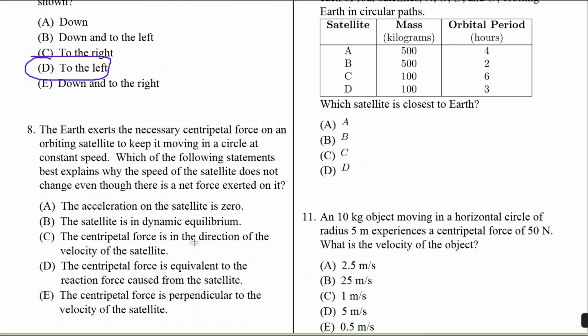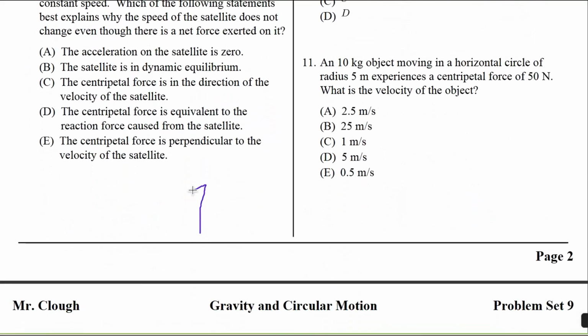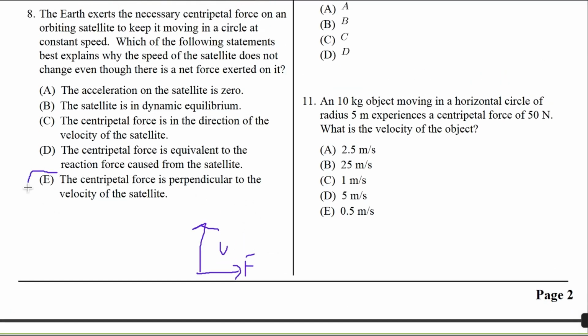Question 8. At first it seems like it's going to be a tricky question, but they're asking how is it possible that the satellite doesn't change its speed even though there is a net force acting on it? The idea here is to keep in mind the main factor. How do you experience a force without changing your speed? As I mentioned in class, that only occurs when your velocity and the force are perpendicular to each other. So the answer would be this one. Centripetal force is perpendicular to the velocity of the satellite.